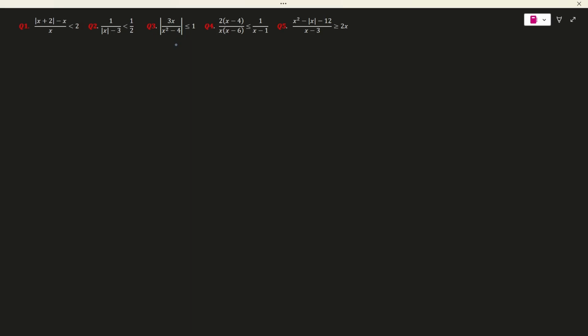All right, so let's move on to the third question. The third question says that mod of 3x divided by x square minus 4 mod is less than or equal to 1. All right, so I have 3x by x square minus 4, and x square minus 4 can be written as x minus 2 into x plus 2, right? All right, and we have mod less than or equal to 1.